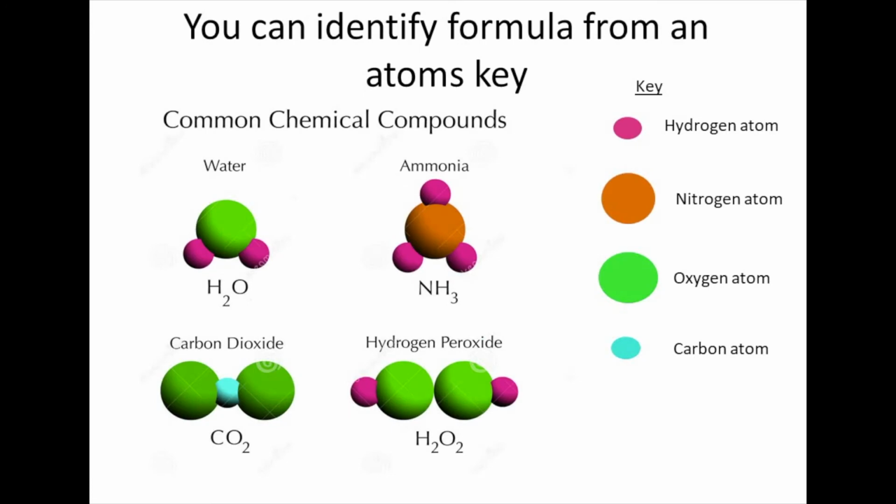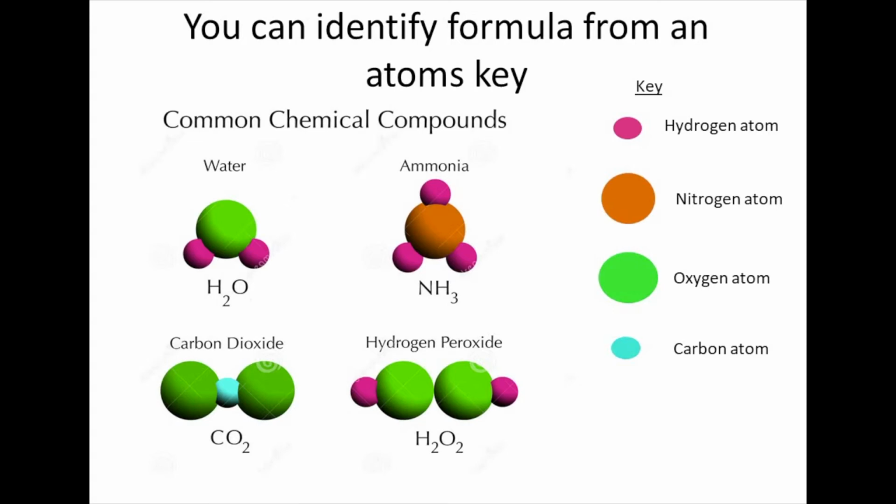So you can also, and they like questions like this, try to identify the formula using an atom's key. Now, if you look at the common chemical compounds, you've got H2O, you've got NH3, you've got CO2, you've got H2O2. I wouldn't have expected you to know the formula for ammonia and hydrogen peroxide, but you could work them out. So if you look at water, we've got one big green atom and two small pink atoms. So in our key, the hydrogen is the pink atom, the oxygen is the big green atom. So it's H2O. And that's how it's drawn. A pink, a green, and a pink.